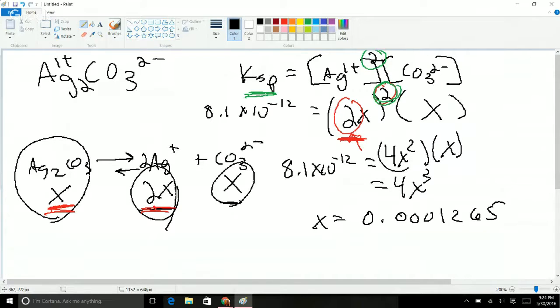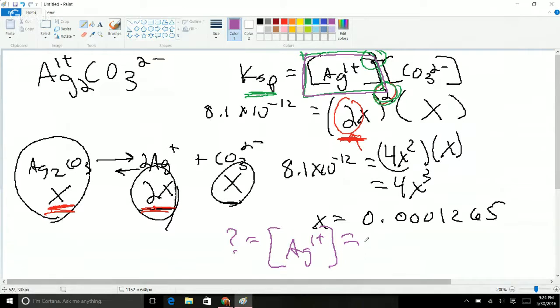Now that's not the answer though. The question actually says, what's the concentration of silver ions? So what the answer is asking for is, what is this bracket thing? I have to do a different color. So it's asking, what is this? Which means, what's the silver ion concentration? Well, that bracket thing is equal to 2X.